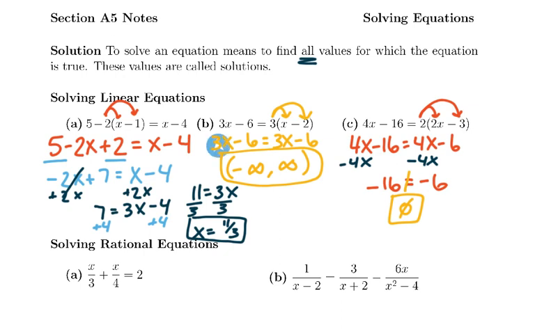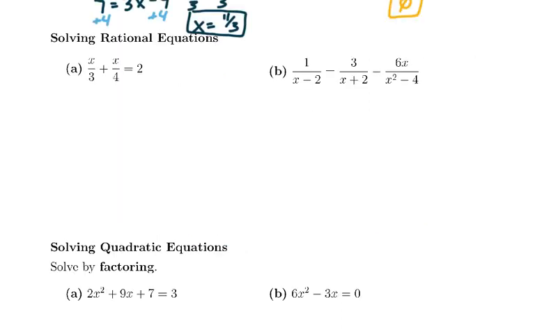If you are left with an always true statement, you'll have all real numbers for your solution. If you're left with an always false statement, you will have no solution. To solve a rational equation, you have two different options. You can multiply both sides by the common denominator, or you can get a common denominator all the way through. So there are many different strategies to solve rational equations.